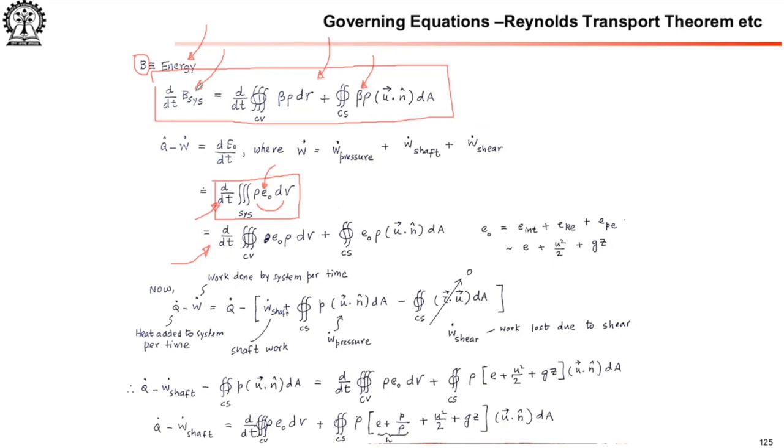Just like the momentum of the system is changing because of forces applied to the system, which we also saw in the differential form derivation, in this case the energy of the system, this capital E naught, is changing because of heat that is given to the system and work that is done by the system or on the system by pressure forces, compressive forces, then shaft. So here, work due to pressure, work due to shaft, work due to shear, and the dots are because we are looking at the rate of this thing.